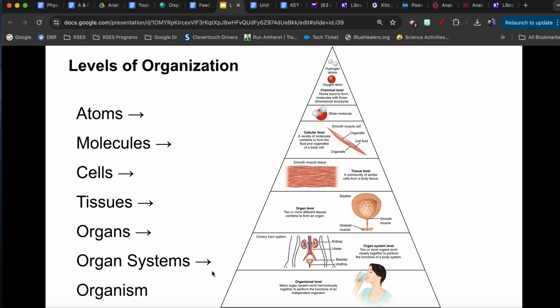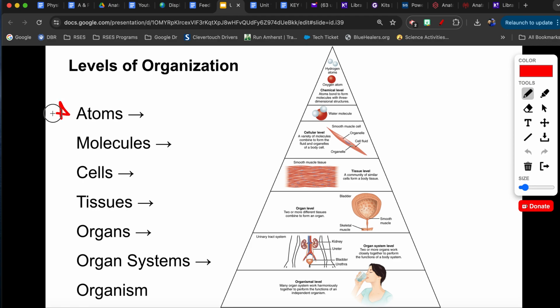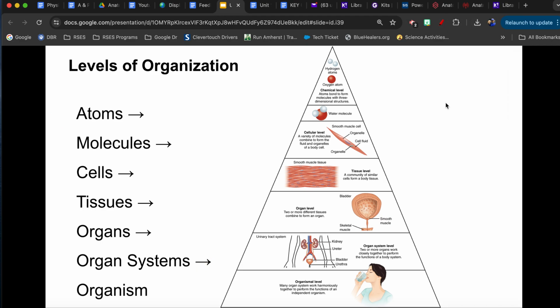All right, so we're going to start off with levels of organization. All living things follow this same level of organization. And you notice we start here with the smallest, and that's an atom. We combine atoms together to make molecules, molecules to make cells, cells to tissues, tissues to organs, organs to organ systems, and organ systems to organisms. We'll spend a little time on each of those in the next few slides, though.